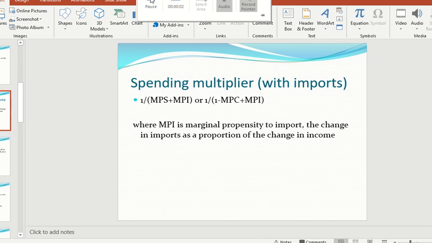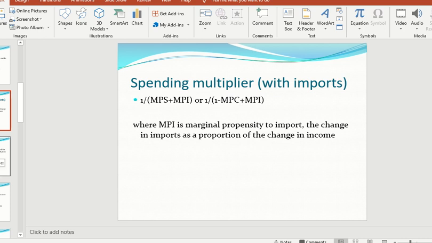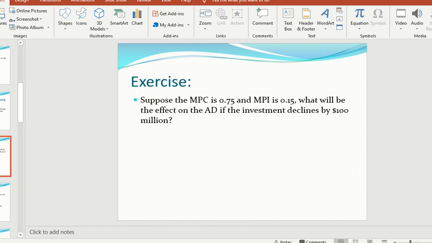Previously, we introduced ourselves to the modified version of the spending multiplier, which is applicable to an open economy. That means we include the effect of international trade. In other words, we include the effect of a change in income on imports. So 1 over MPS plus MPI, or 1 over 1 minus MPC plus MPI. So let's work on an exercise.